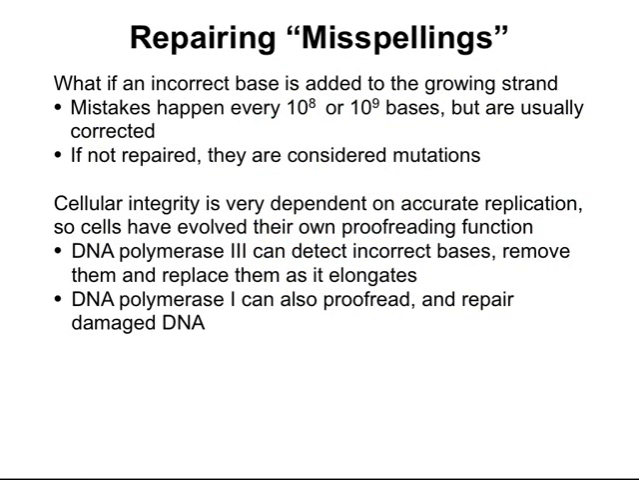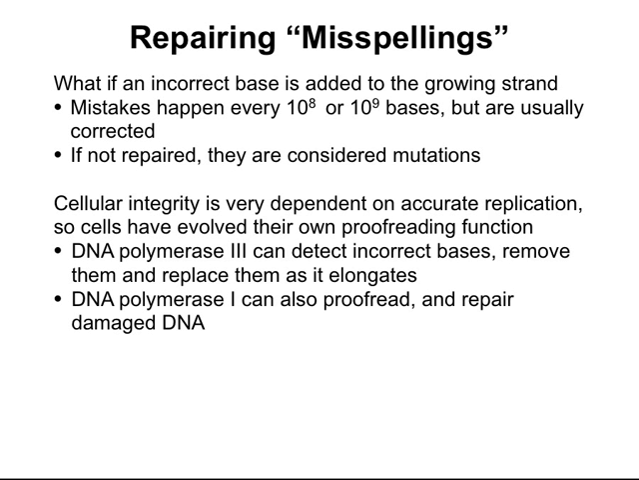Now, what happens if there's some incorrect bases added on that growing strand? And this does happen. They say every 10 to the 8th or 10 to the 9th bases, so that's not very often. But these errors occur, and they're usually corrected. If they're not caught and they're not corrected, then they're considered mutations. We'll spend some time later on in the chapter looking at what mutations mean. Basically, we're creating new heritable changes in DNA that are the foundation for possible evolution or advancement of the situation.